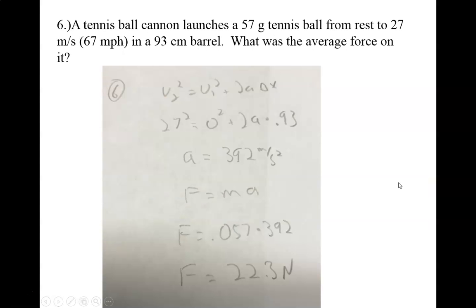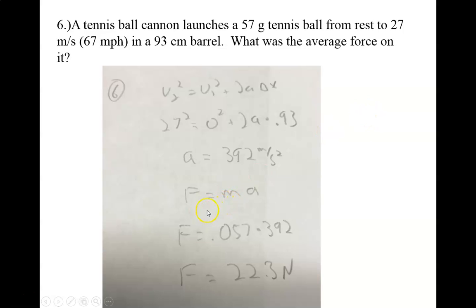Okay. I've got a tennis ball cannon in the classroom. Originally it was a golf ball cannon, but that proved too deadly, so we converted it to a tennis ball cannon. And so this is some real data that we took on the tennis ball cannon. The tennis ball launches a 57-gram tennis ball from rest to 27 meters per second in a 93-centimeter barrel. What's the average force acting on it?